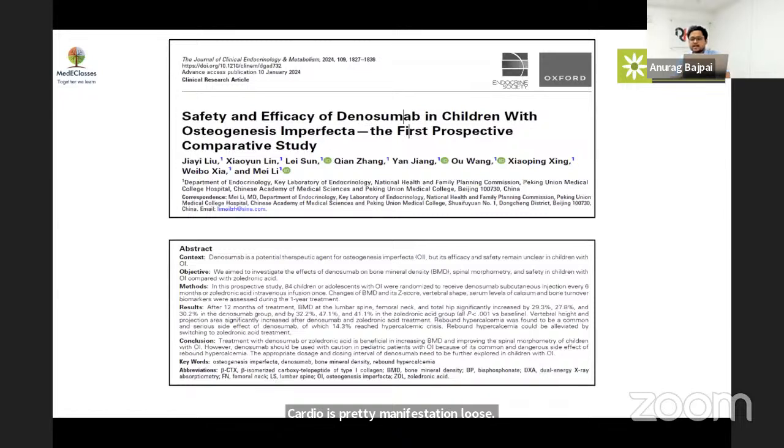The incidence is around 1 in 15,000 to 1 in 20,000. The major treatment protocol used till now in osteogenesis imperfecta in children has been bisphosphonates. There are two groups: oral therapy, which is used in mild osteogenesis imperfecta, while IV therapies, or IV zoledronic acid, were used in cases of severe osteogenesis imperfecta.